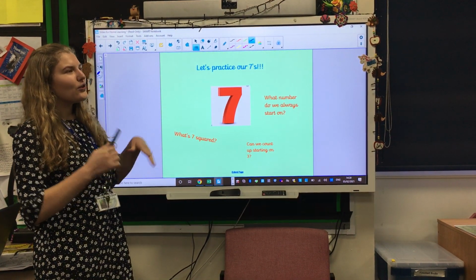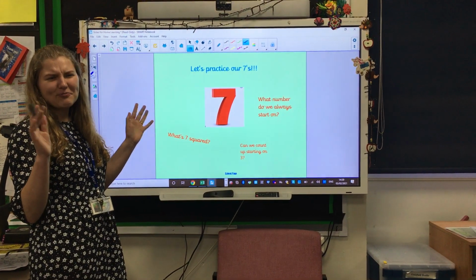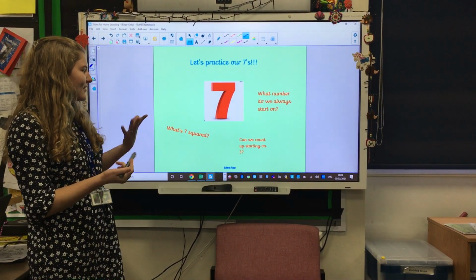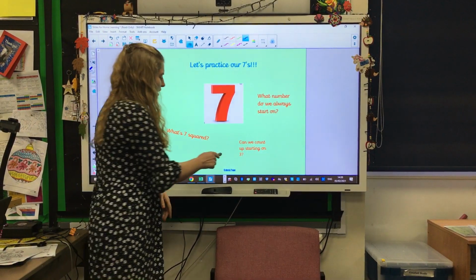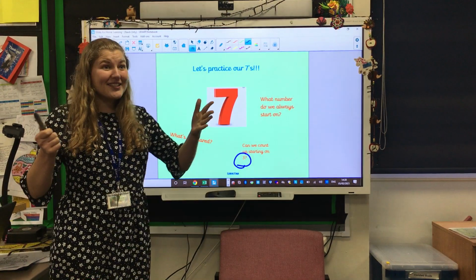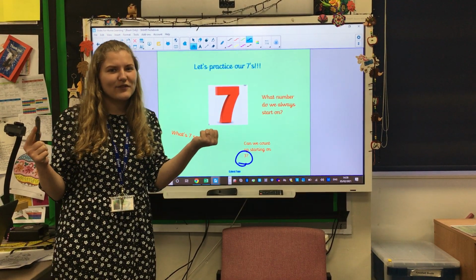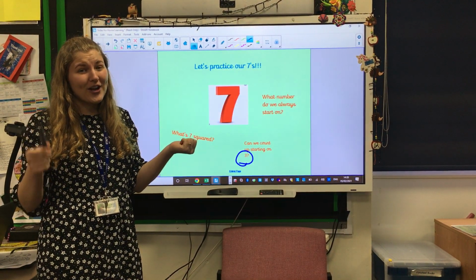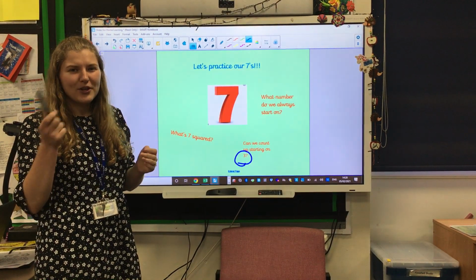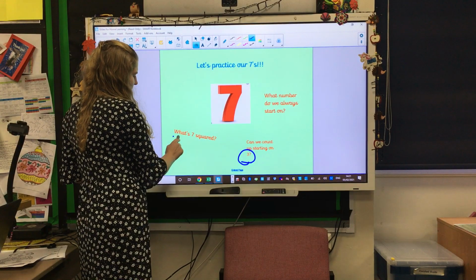I want you to write it down, say it out loud, say it in French, whatever you want to do, just practice it. But then, just like we did yesterday, I want you to start on the number 3 instead of 0. That is going to be really tricky, so you might want to write that down, but you guys can do it. And I want you to think about this question.